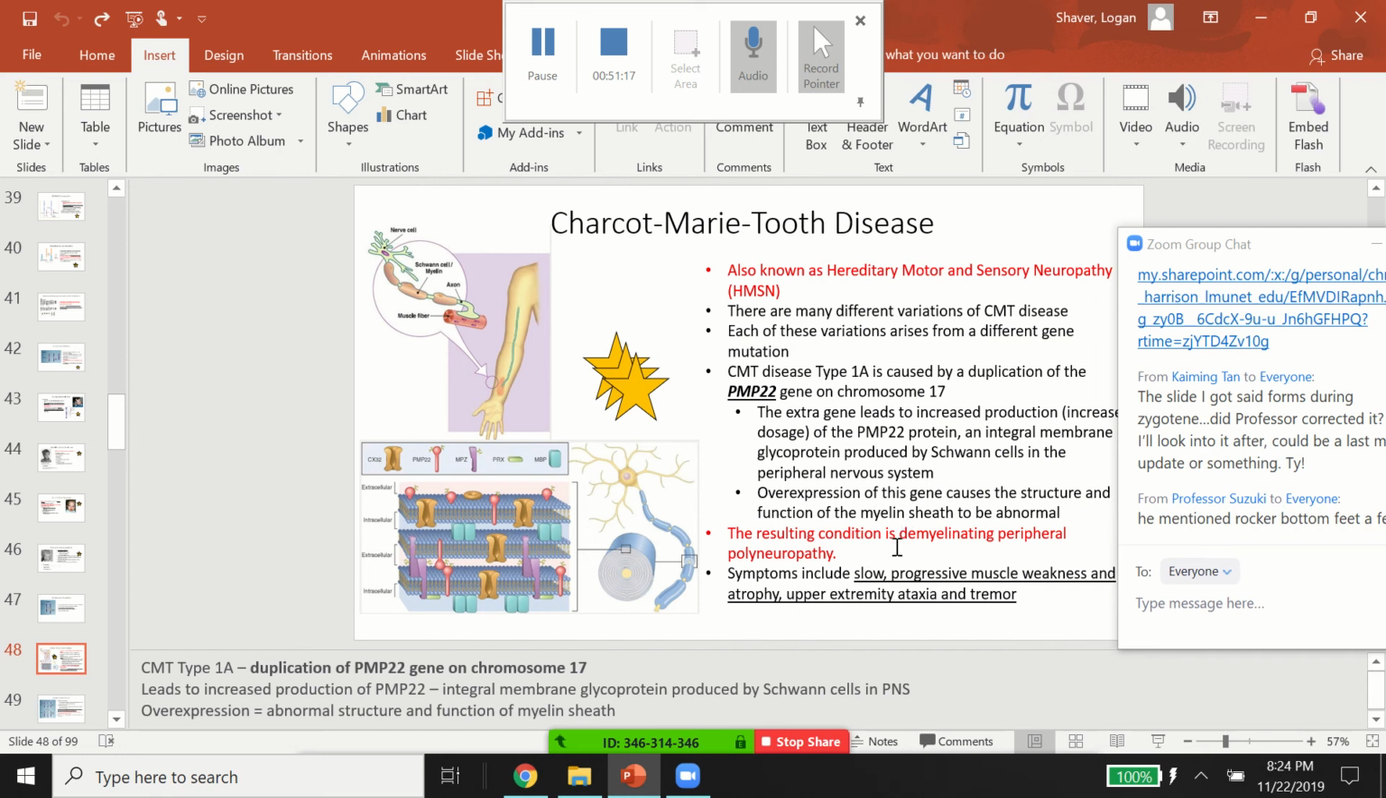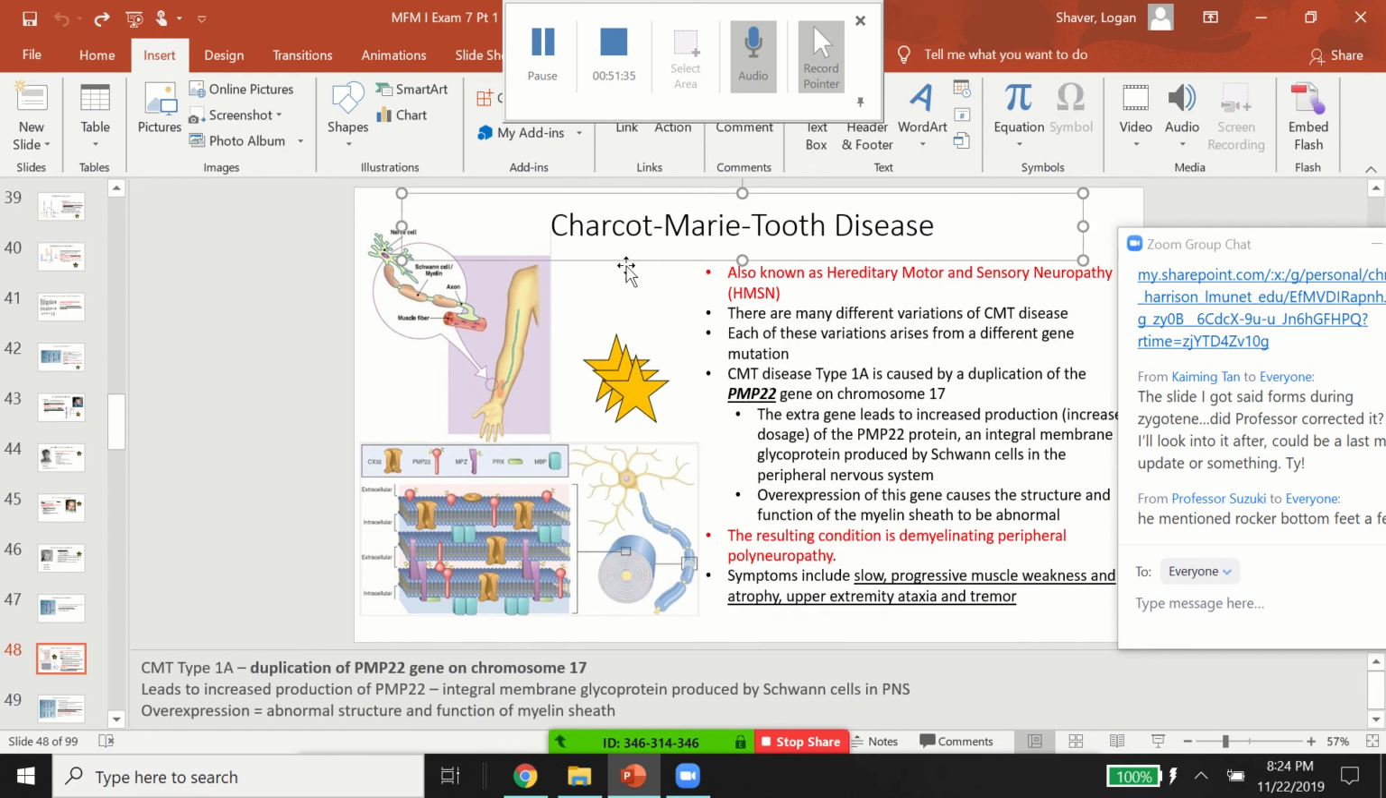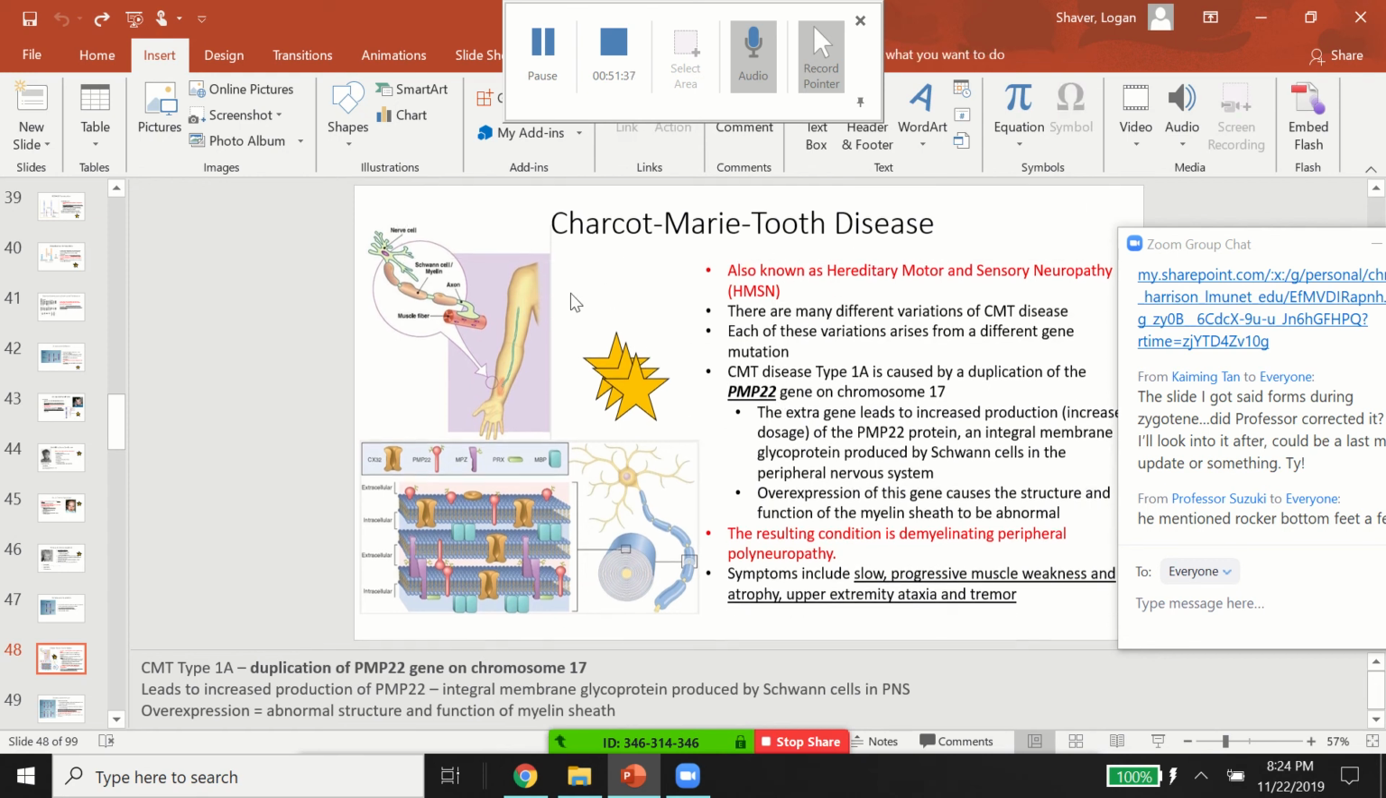Also know that this is a demyelinating peripheral polyneuropathy, just in case they mention any of these symptoms here. If they have slow progressive muscle weakness, atrophy, upper extremity ataxia or tremor, and if they ever mention the PMP22 gene, that's Charcot-Marie-Tooth. Reason I put 3 stars is because I'm pretty sure they've had this one on our exam.